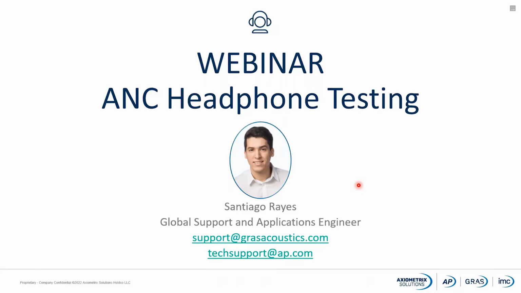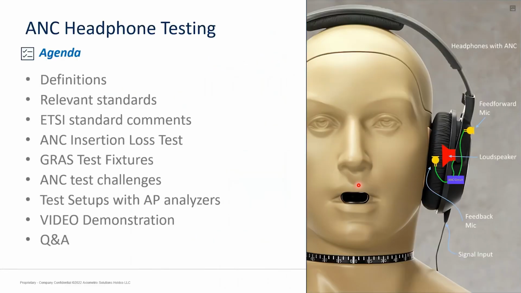So without further ado, let's look at the agenda for today. First, we're going to look at some very basic definitions about ANC. We're going to look at all the relevant standards. Particularly, we're going to put the focus on the ETSI standards and its recommendations for the measurements, and we're going to make some comments about it.